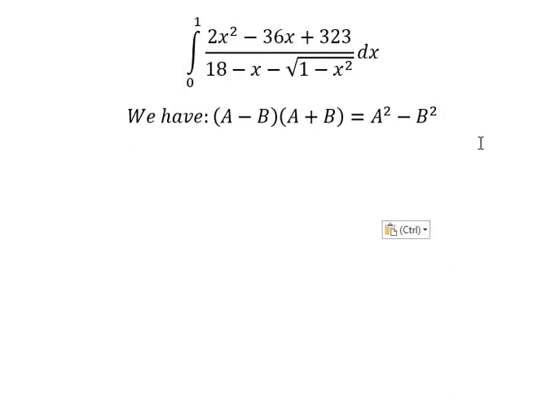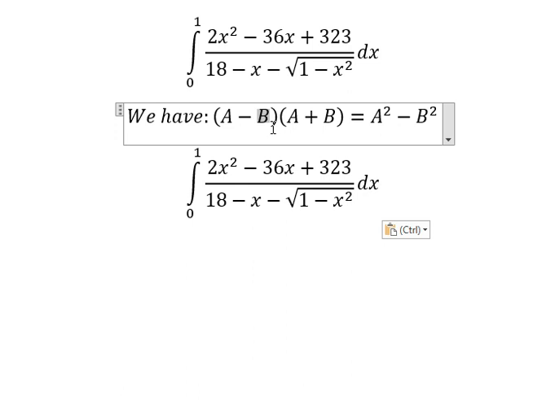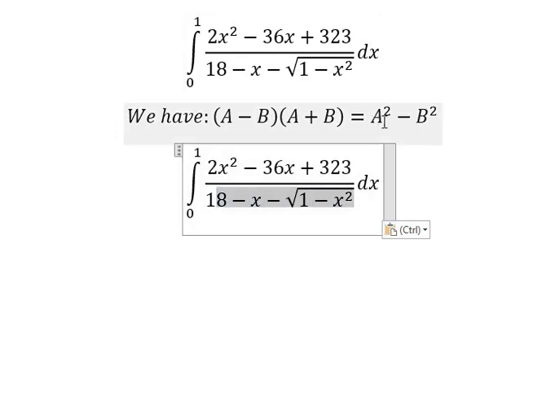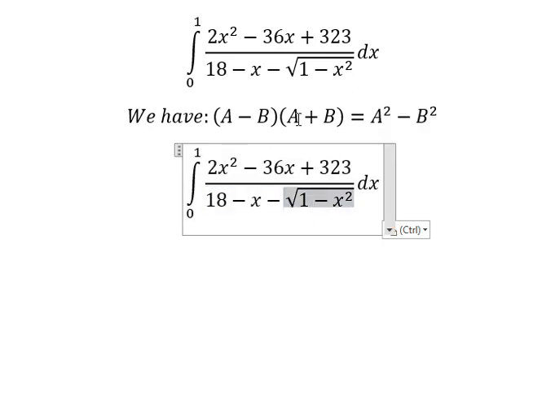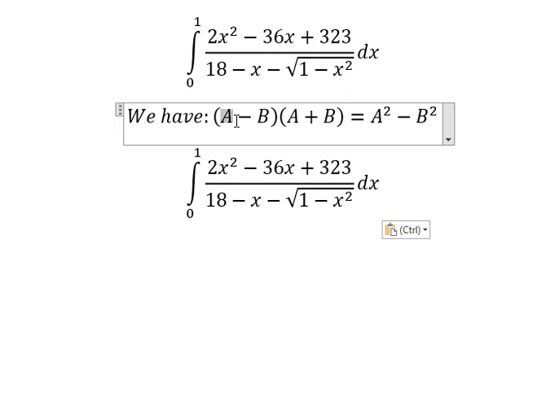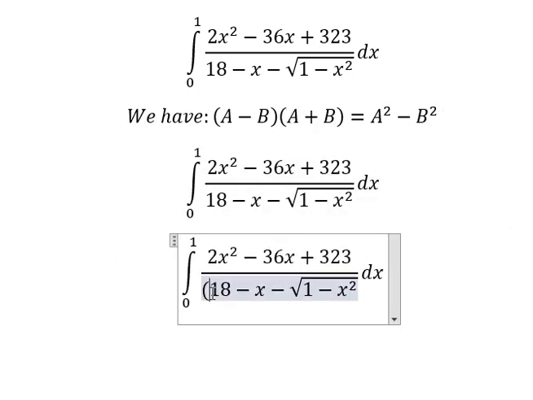So if we look carefully, this one is about capital A, and this one is about B. Now we need to transform this one into this one, so we can cancel the square root, but we just have only A minus B, so we need to multiply by A plus B on the numerator and denominator. So that should be like this.